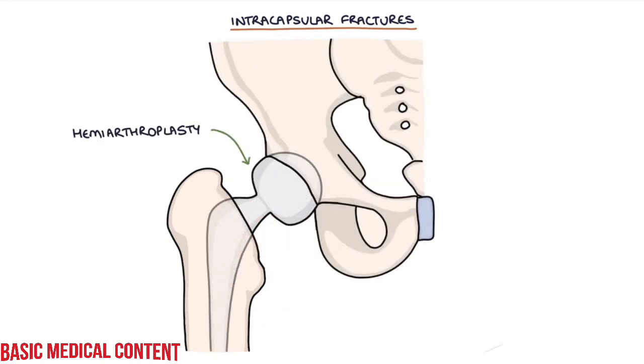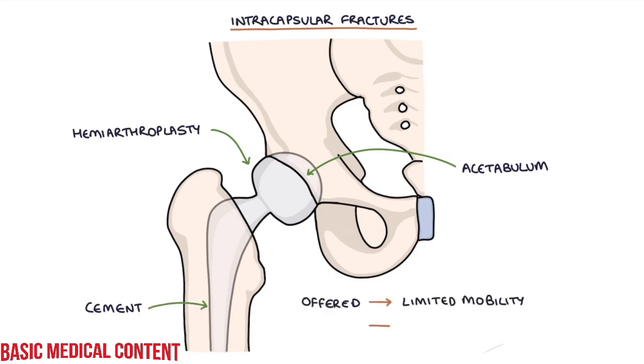Hemiarthroplasty involves replacing the head of the femur but leaving the acetabulum, or the socket, in place. Cement is used to hold the stem of the prosthesis in the shaft of the femur. This is generally offered to patients who have limited mobility or significant comorbidities.